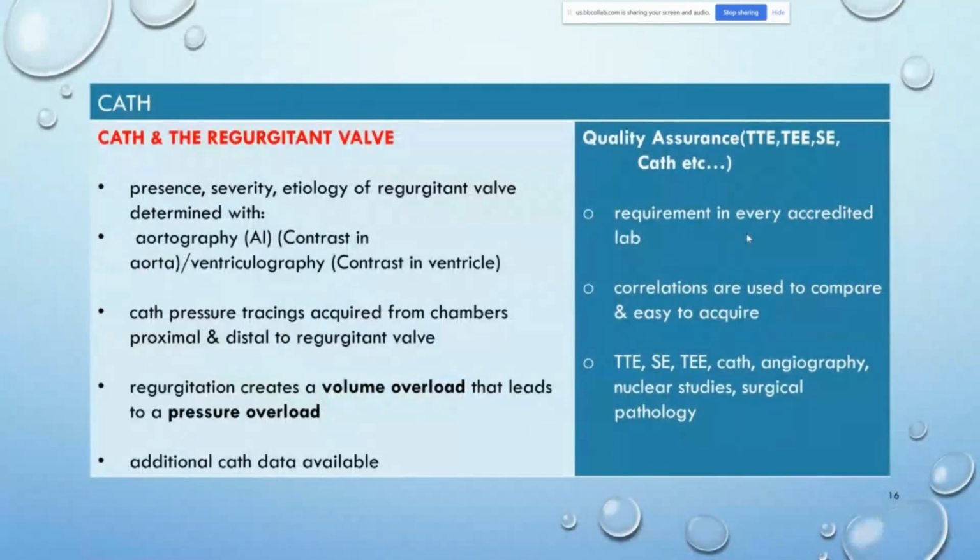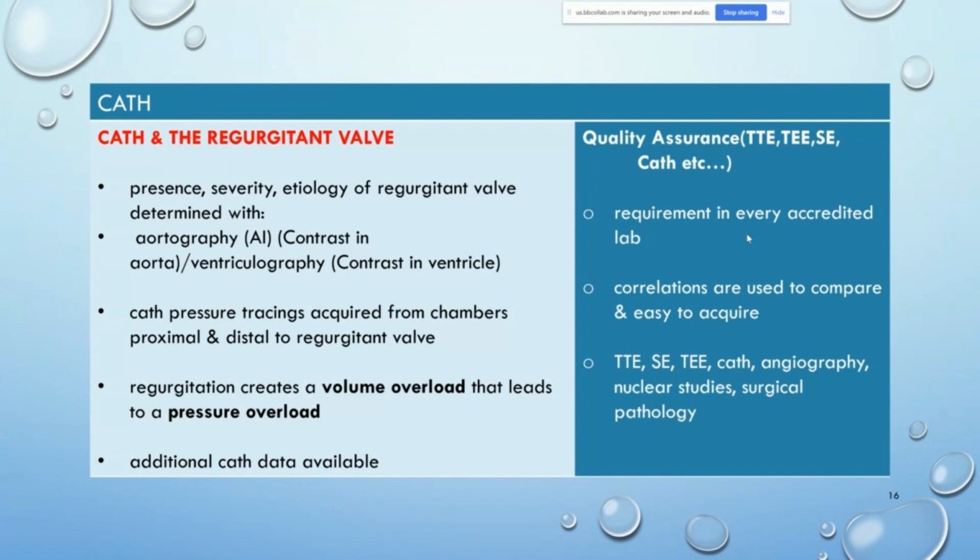So if the person has regurgitation, that's when the flow is leaking back to where it just came from when the valve is closed during the appropriate cardiac cycle. What cath is going to be able to tell us is if the person has regurgitation, how bad it is, and what is the cause of that regurgitation. And we can use aortography. Aortography detects aortic insufficiency. How they do that is they inject the contrast, and that injected contrast leaks from the aorta through the aortic valve in diastole.